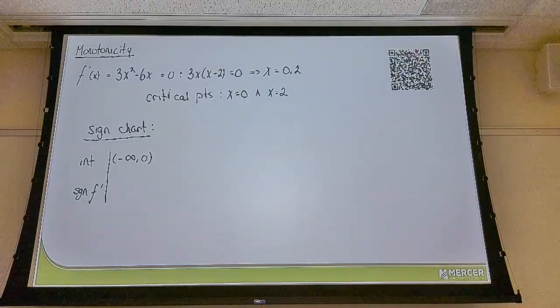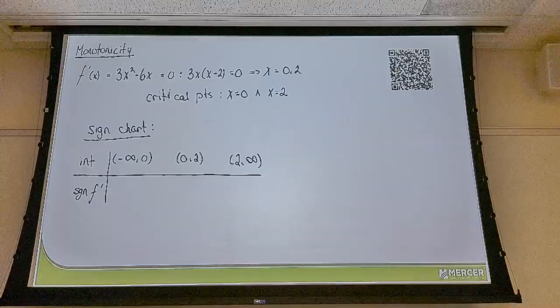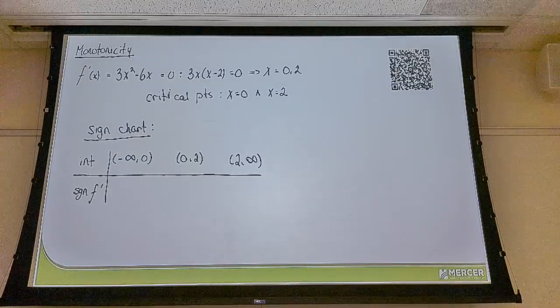There's the first interval. There's the second. There's the third. The second interval wouldn't be a closed bracket? No. Okay. Because you don't want to include where the derivative is 0. Right.